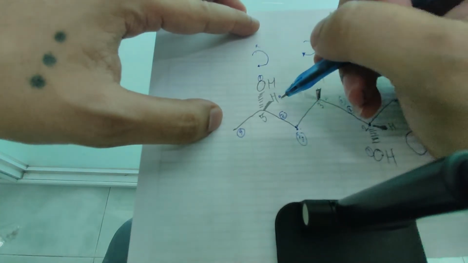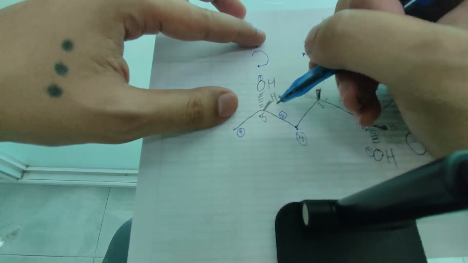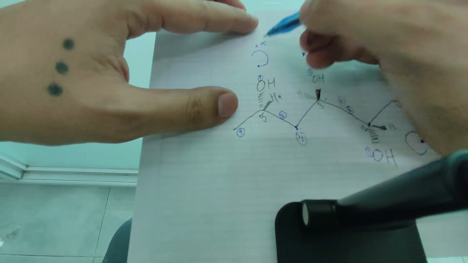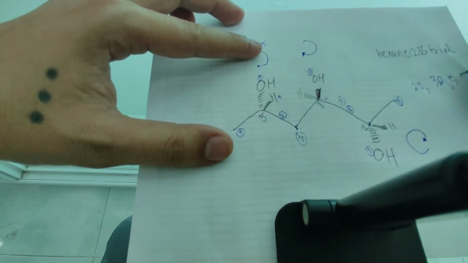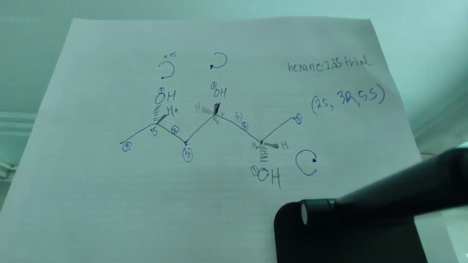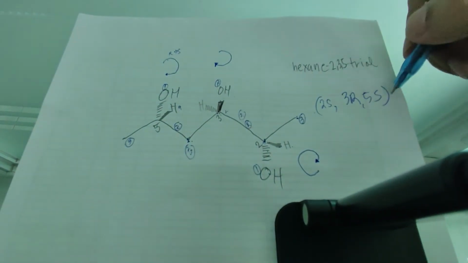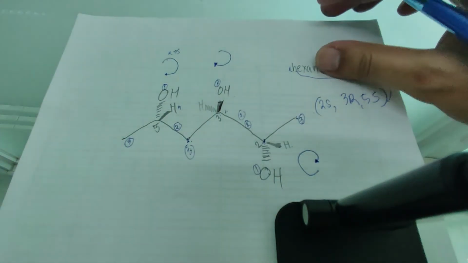But then, we should reverse this because the hydrogen is not yet on a dash line. Therefore, this is an S. So we have a 5S here. So our nomenclature, or the real IUPAC name, would be 2S, 3R, 5S, hexane-2,3,5-triol.